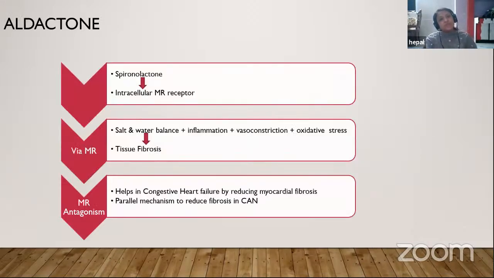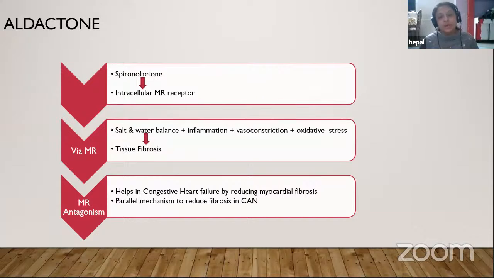Aldactone. This is a mineralocorticoid receptor antagonist, where studies have been suggesting aldactone to be helpful in minimizing the fibrosis due to CNI toxicity. It's a very famous trial, the Spirene trial. Now, how does it work?